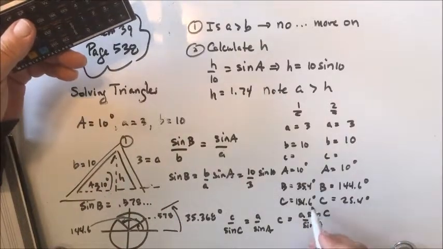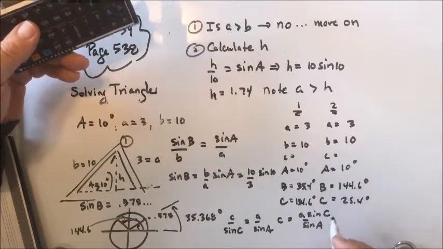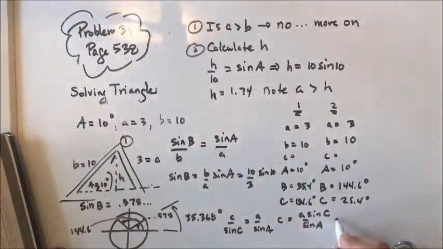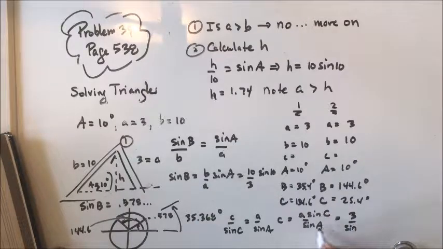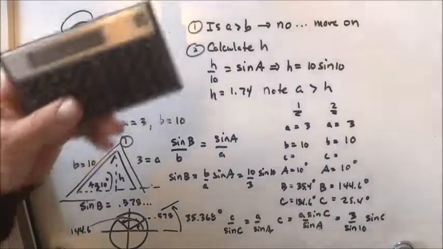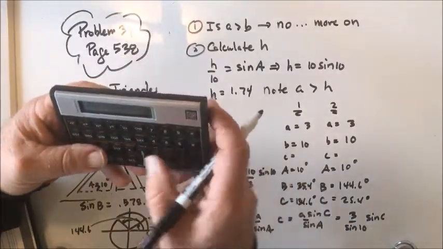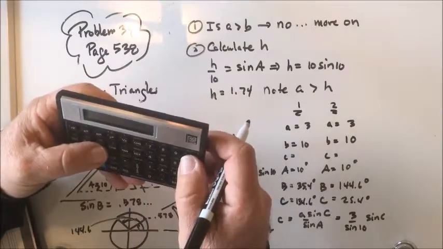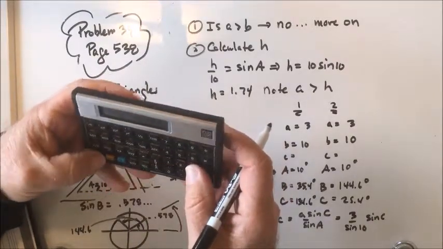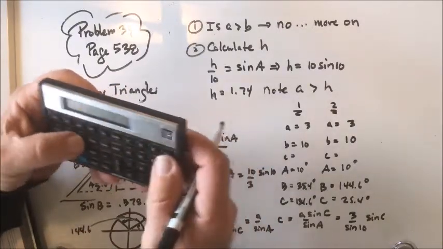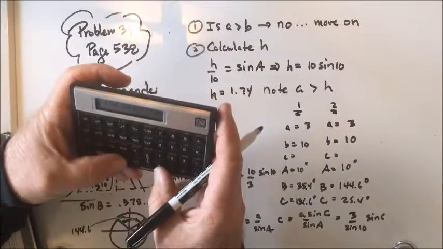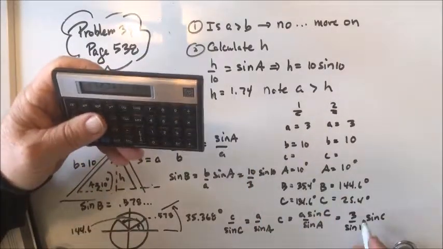And since I've got different C's, I'm going to get two different answers here. Both of these things have a 3, and both of these things have a sine A, which is 10 degrees, but they've got two different sine C's, right? So let me use, let me go 3 enter, 10 sine, hey, I turned my calculator off. Okay. 3, enter, 10, sine. I'm going to divide that. I'm going to store that in 0 so I don't have to calculate it again.